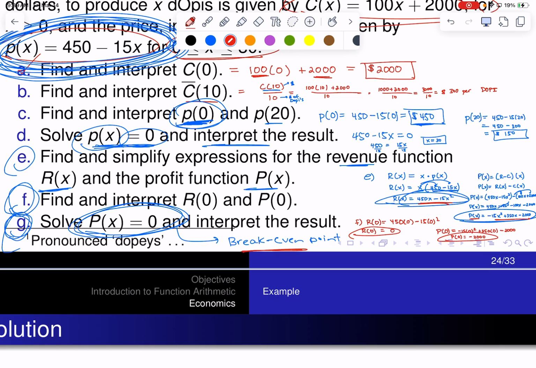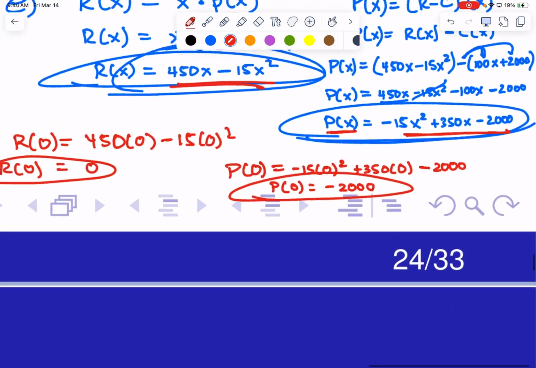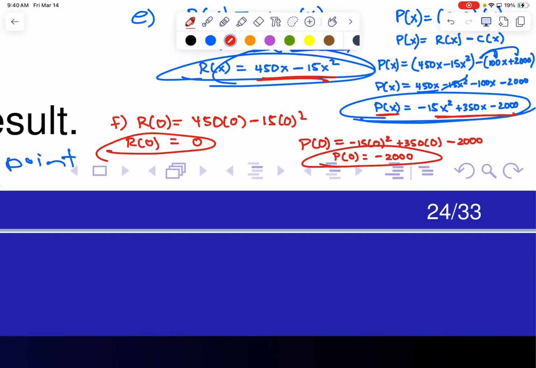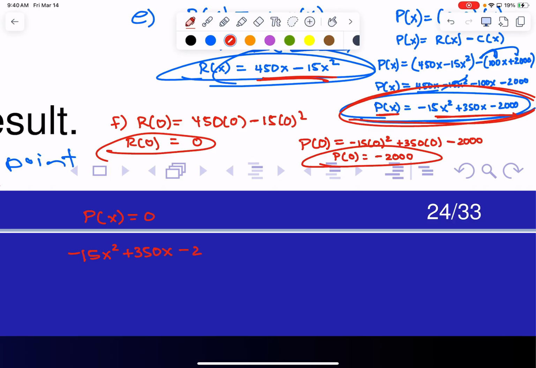Break-even point. Break-even point is how many dopies you're going to have to sell to cover that $2,000. So the break-even point is where profit is equal to 0. So I'm going to take my profit equation. Ready? Now this is going to require some work. Here we go. Take the profit equation right here. I'm going to set it equal to 0. So I'm going to take the negative 15x squared plus 350x minus 2,000 and set it equal to 0.